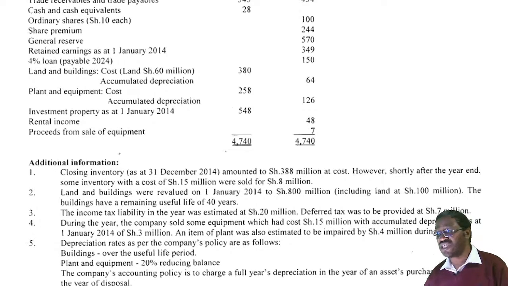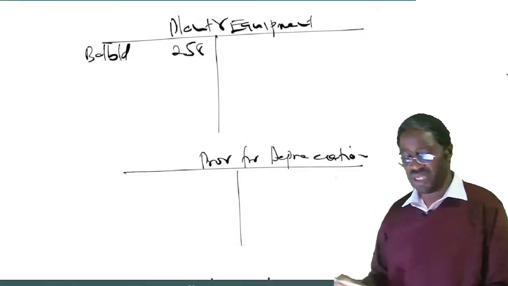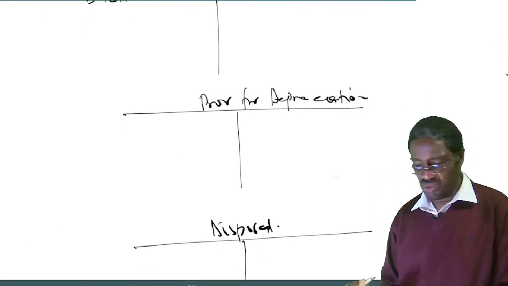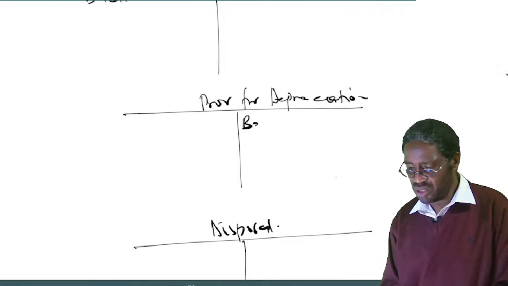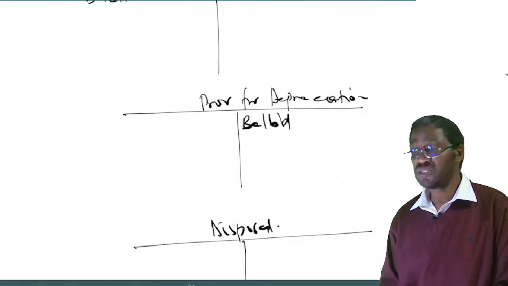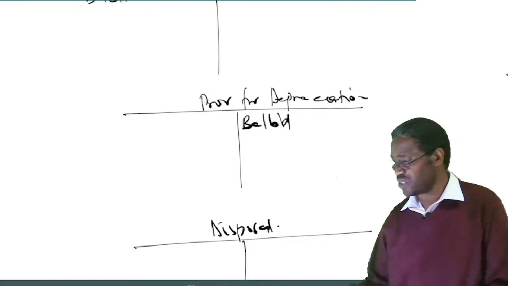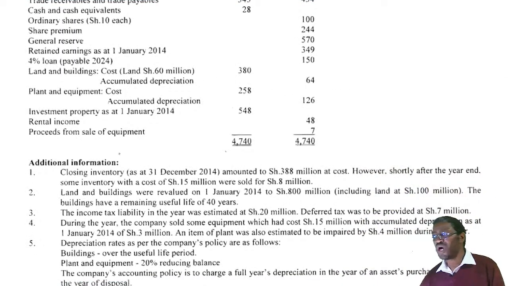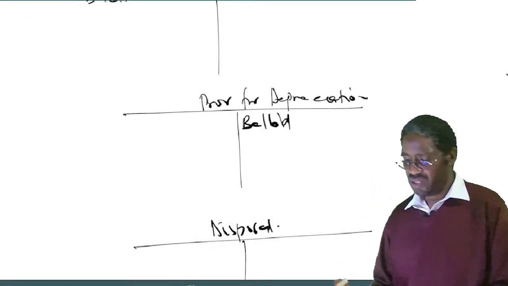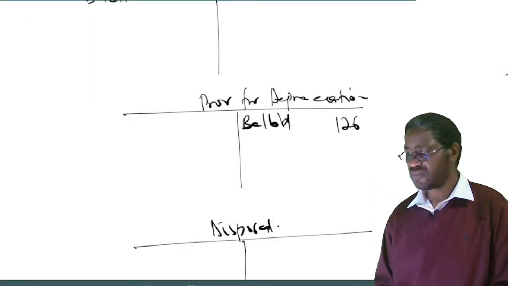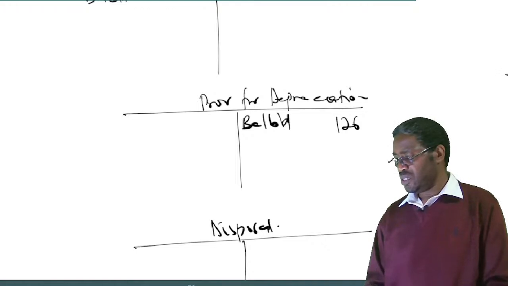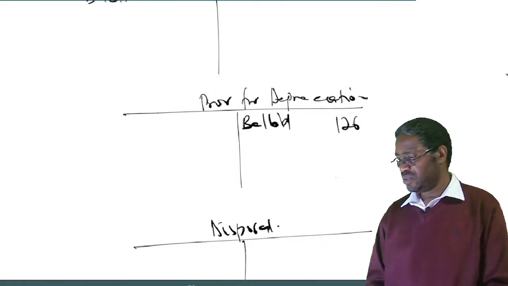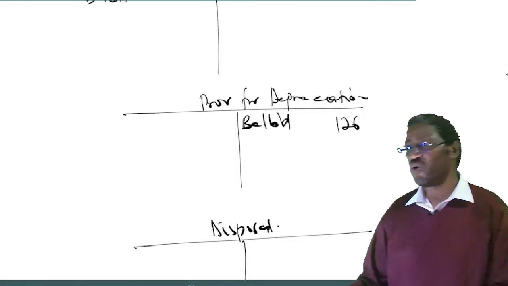The accumulated depreciation is 126. Bring it down. So go to the account called provision for depreciation and bring down that balance. Let me confirm. 126. Good. 126. Okay. Now we move on.